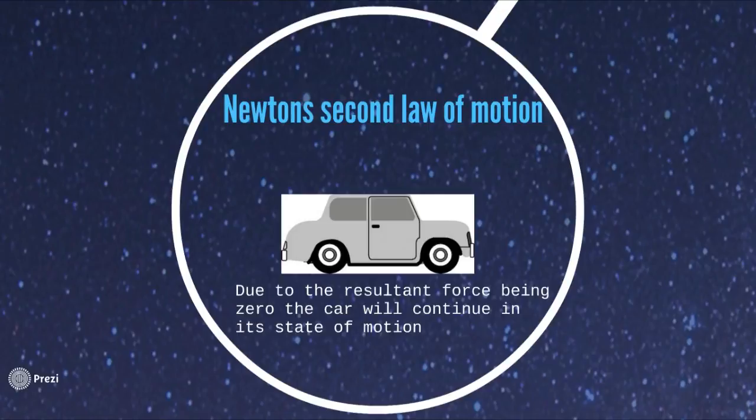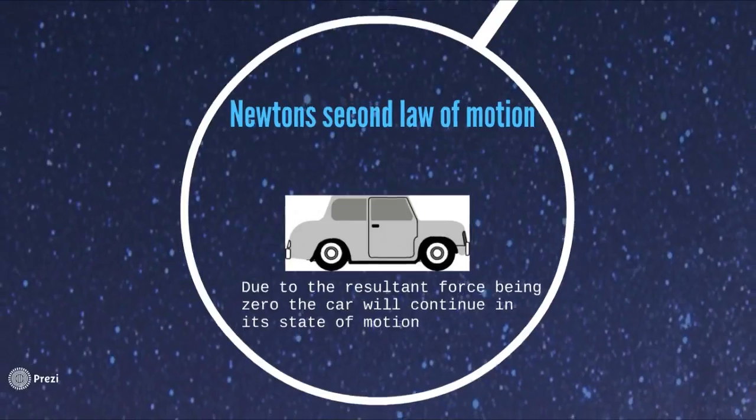If the car is at rest at that point of time, it will stay at rest. If it was moving at, let's say, 10 meters per second, it would keep on moving at 10 meters per second, and there will be no acceleration.